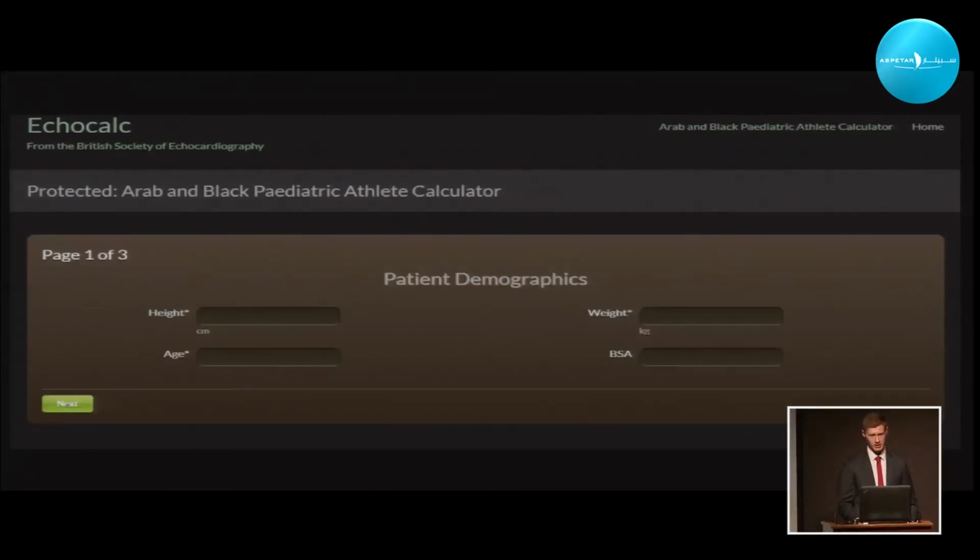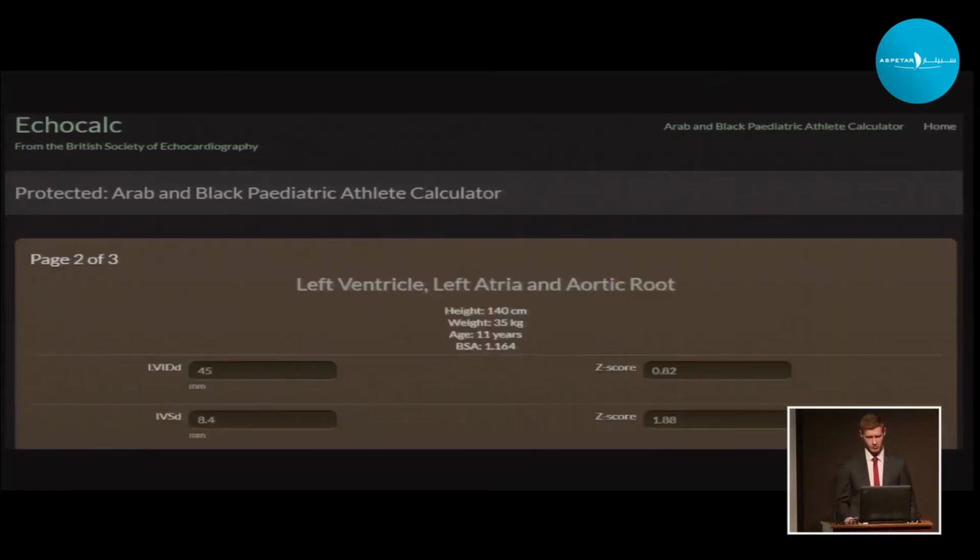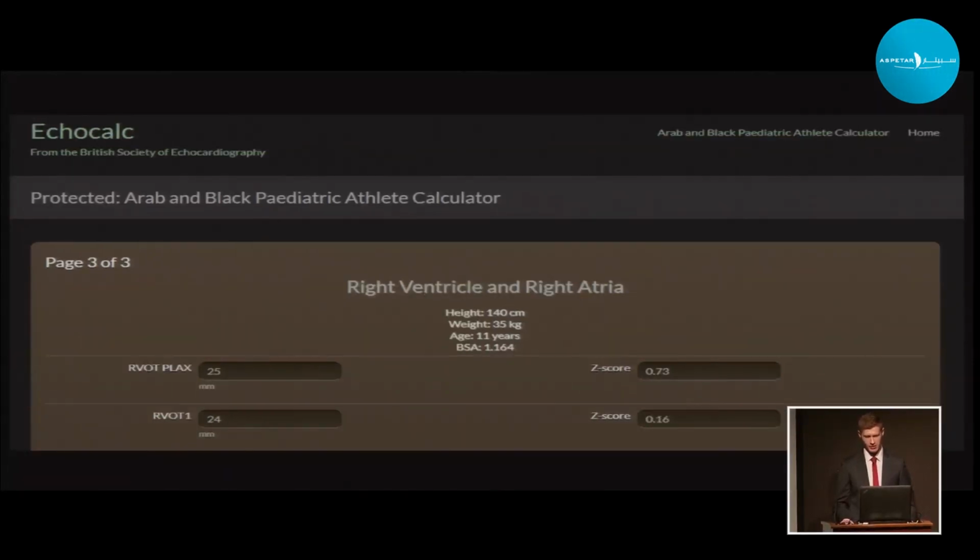It's not online yet, and it will be once we publish this data. But all you have to do is put in the patient's height, weight. Don't worry about body surface area, we'll calculate that for you, and then put in their age. And if you just put in their observed measure, you'll get an automated calculated Z-score. So no need to recall these complex equations, both for the left heart and the right heart.